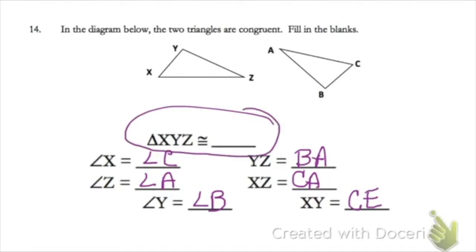Now that I know that, I can write a congruent statement, which is what this is. And this says triangle XYZ, and I must mention the vertices in the same order. So what corresponds with X is C, it goes first. What corresponds to Y is B, that goes next, and what corresponds to Z is A. So that is the congruent statement.